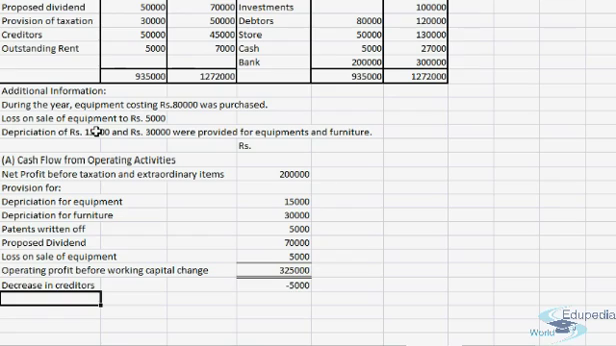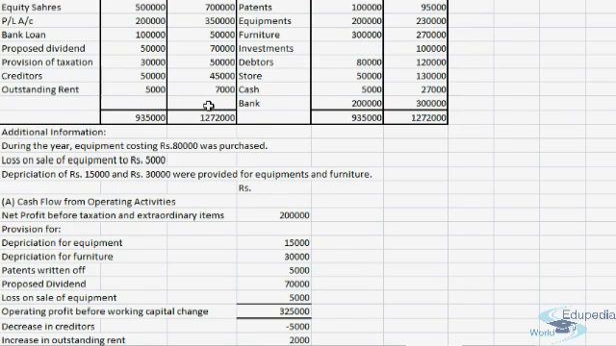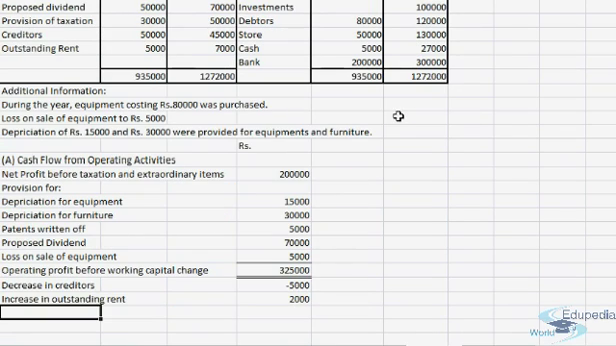Okay. Next we have outstanding rent, and there has been an increase in outstanding rent. So an increase in current liability means the payment has not been done and there has been no flow of cash. It means any increase in current liability is an addition to the cash flow. Next we move to the current assets. In the current assets section we have debtors, and debtors has increased.